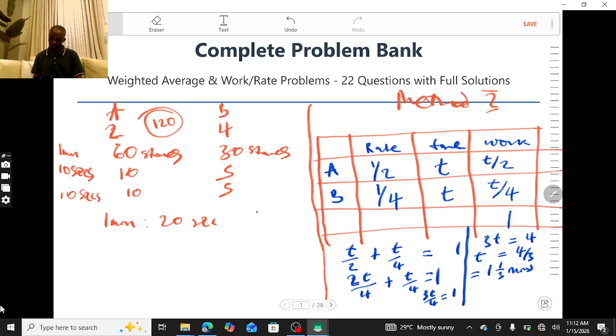Remember that when we convert 1 over 3 minutes to seconds, that is 1 over 3 times 60, which is the same thing as 60 divided by 3. That is 1 minute 20 seconds. That is the same thing we got before.